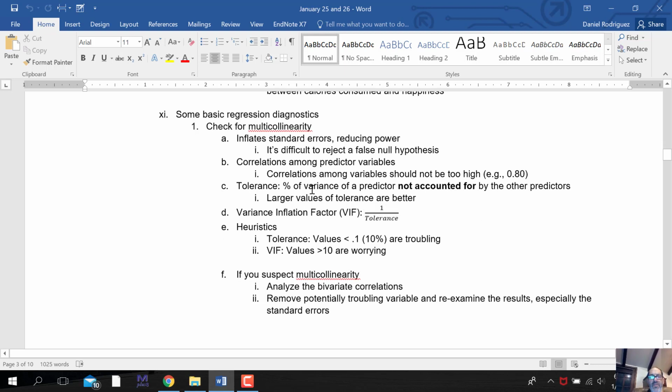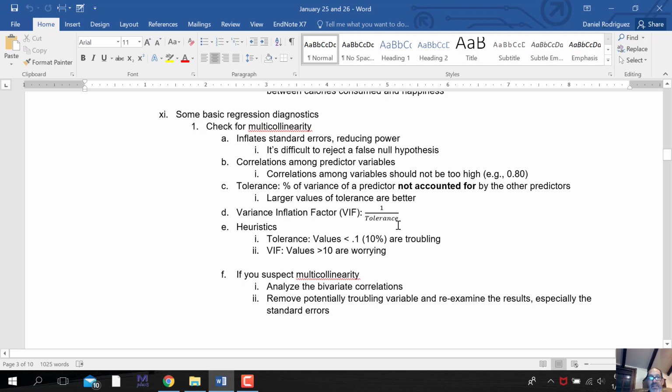Other estimates of multicollinearity are tolerance and the variance inflation factor. Tolerance is the proportion of the variance of a predictor not accounted for by the other predictor variables. So in essence, you're doing a regression analysis among the predictors, excluding the outcome variable, to see if they're highly correlated. You're calculating an R-squared, the proportion of the variance accounted for by the other predictors, and we'd like the proportion unaccounted for to be high. So larger values of tolerance are better, and the reciprocal of tolerance is the variance inflation factor.